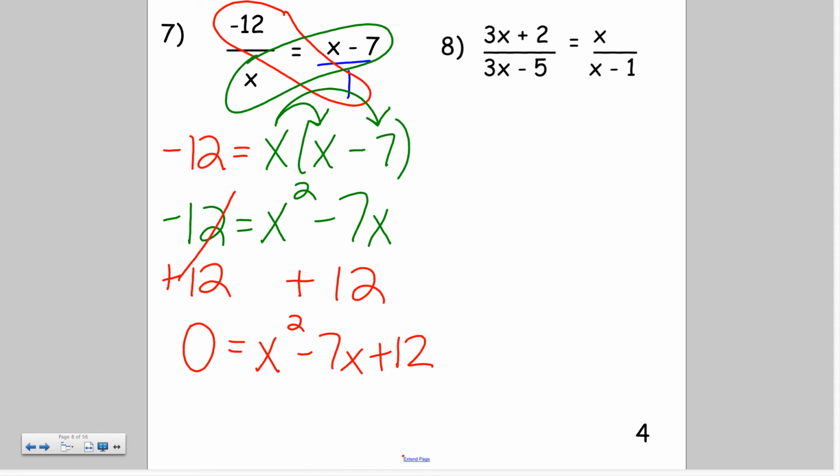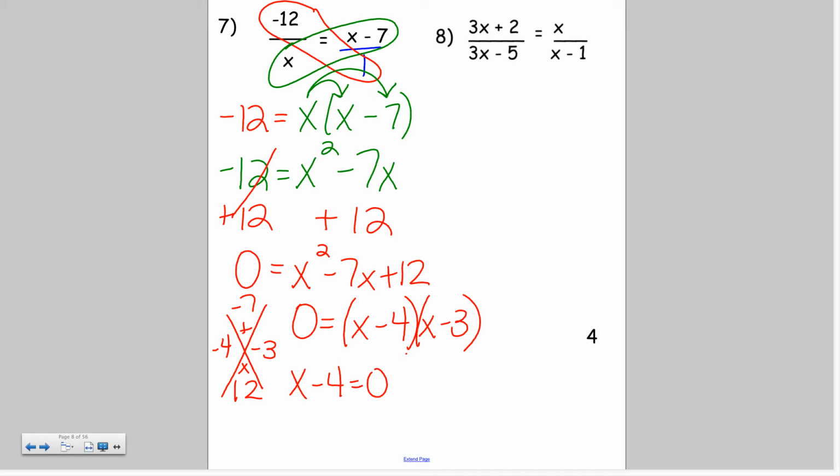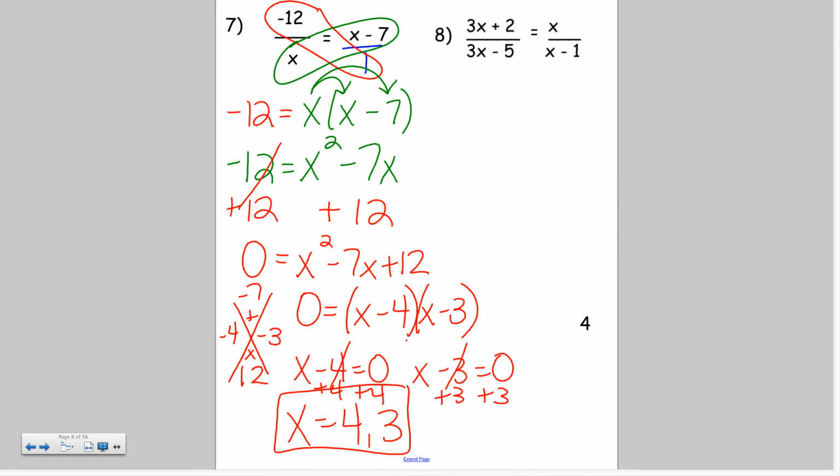So now I'm going to do the x method. Multiply to get 12, add to get negative 7. Two negatives multiply to give a positive and add to be negative, so negative 4 and negative 3. So 0 equals x minus 4 times x minus 3. So I'm going to set each factor equal to 0. Move that to the other side. So x is equal to 4 and 3. So this one was a little bit different, the fact that we've got 2 answers.